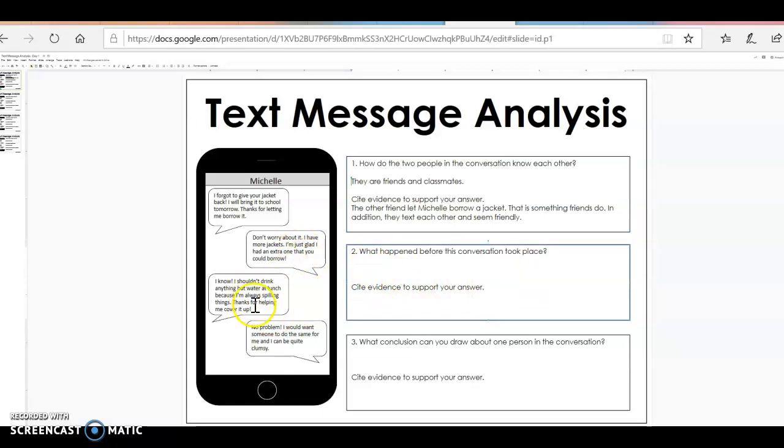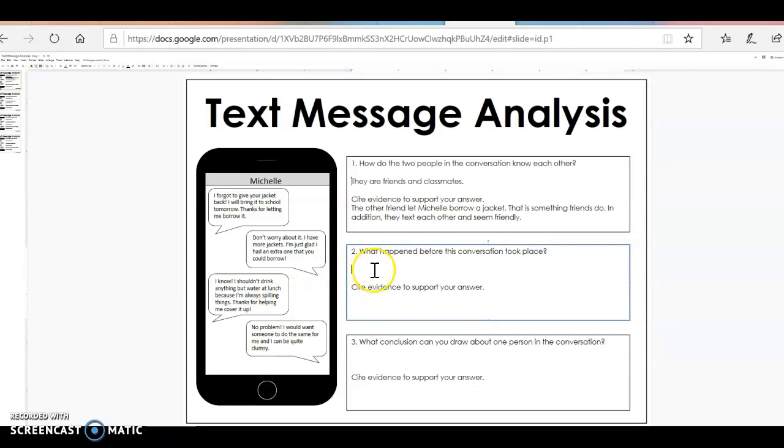Well, I'm going to infer when I look down here, it says since she let her borrow a jacket and she really needed it, you would think maybe she's cold. But now down here it says I shouldn't drink anything but water at lunch because I'm always spilling things. Thanks for helping me cover it up. So we assume she spilled maybe some juice or some soda on her nice white sweater or shirt or something, and that the jacket covered it up.